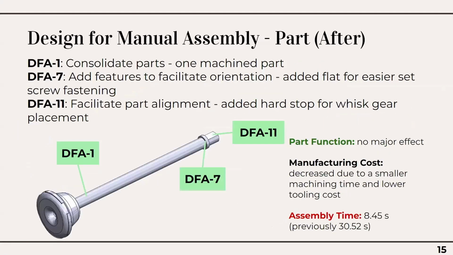After part redesign, we consolidated these into one machined part, added a flat for easier set screw fastening, and added a hard stop for the whisk gear placement. This had no effect on the part function, but decreased the manufacturing cost due to smaller machining time and lower tooling cost. This led to an assembly time of 8.45 seconds.